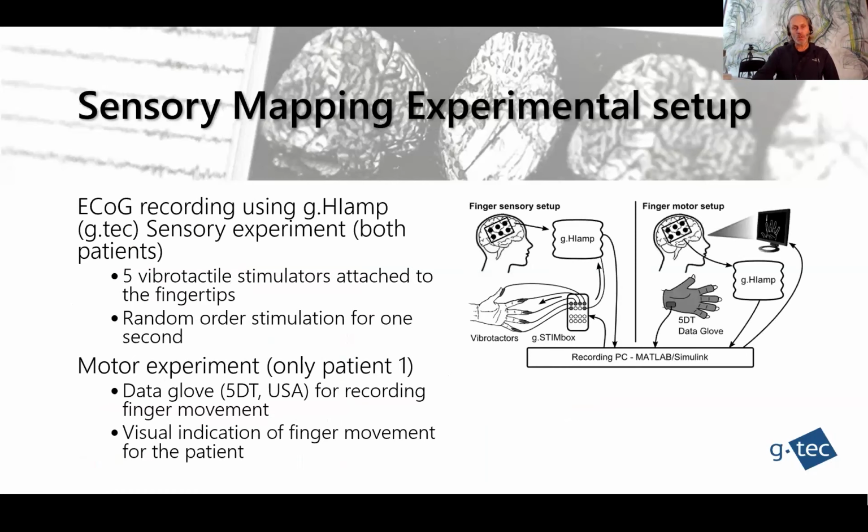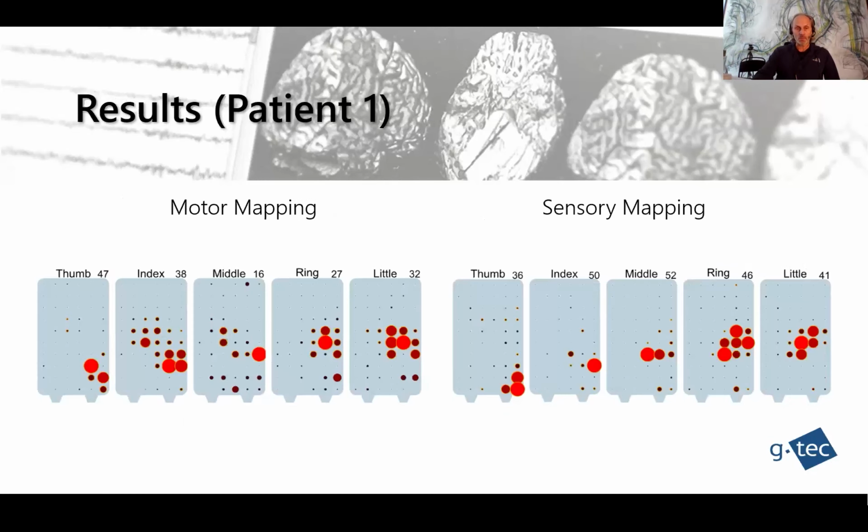This is an experiment that we did with sensory mapping. So in this case, we put the biprotactile stimulators onto 5 fingers. We stimulate for a few seconds, and then we try to find the cortical areas responsible for sensation in the fingers. And in another setting, we put on a data glove, and then we try to find the motoric centers on the sensory motor cortex for single fingers. There's some analysis, but this is the result.